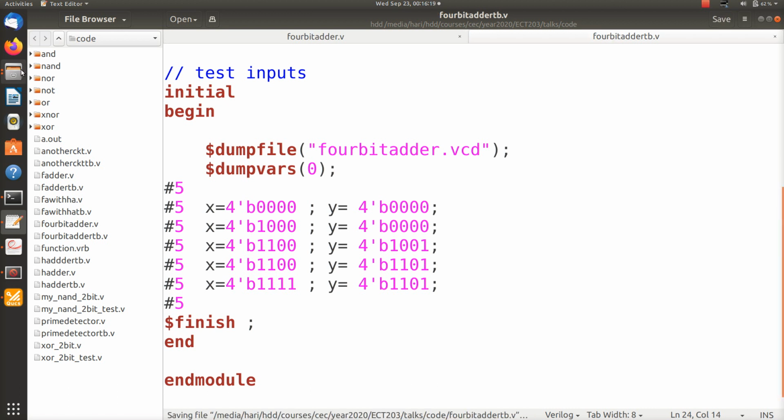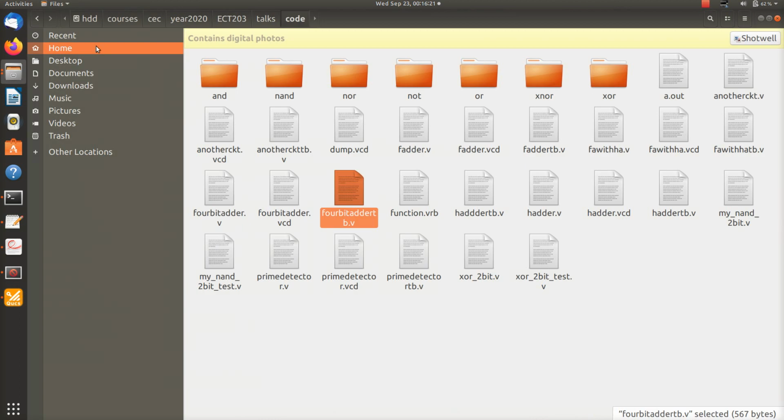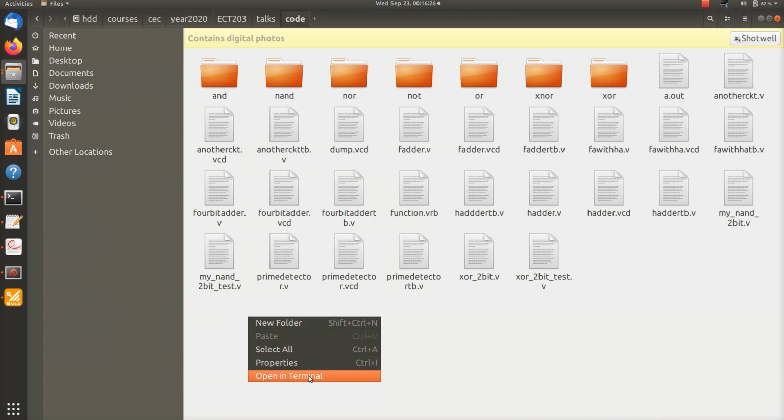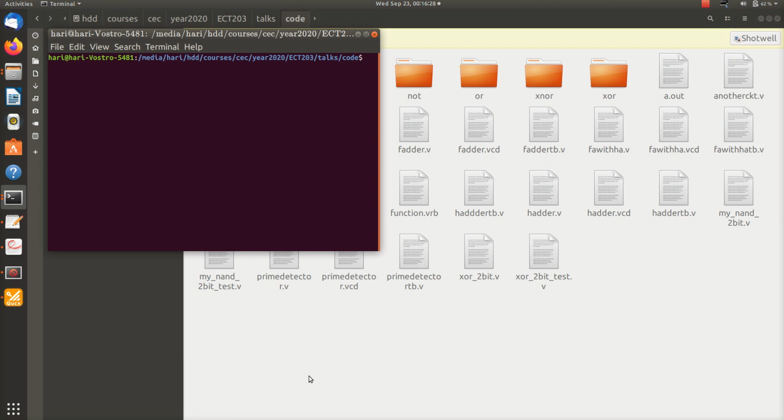Now I will run these codes, both the unit under test as well as the test bench. I will enhance it a little.